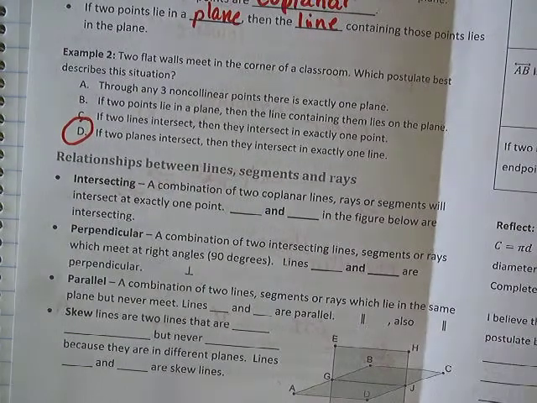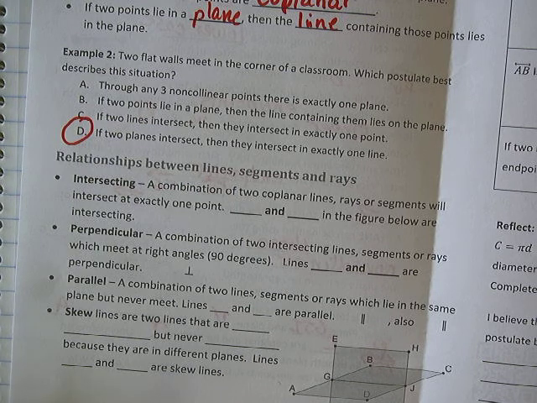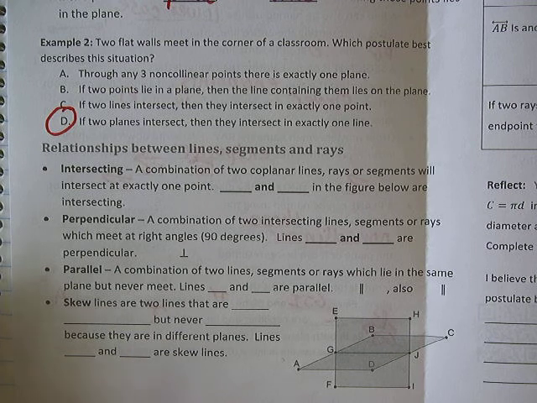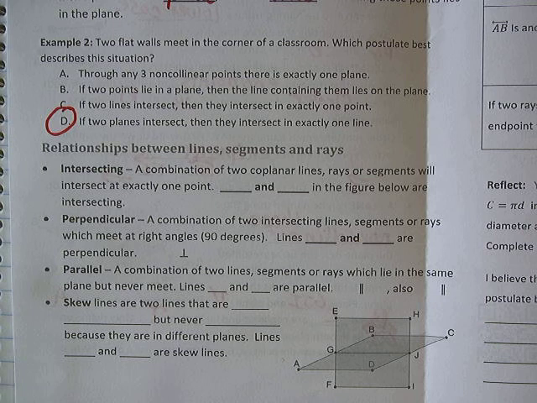Okay, to pretty much the last part of our notes, relationships between lines, segments, and rays. There are really four types of relationships for lines and segments and rays. Anything that can go on forever, or at least for a finite distance, and that looks like a line or a piece of a line. So intersecting means a combination of two lines, rays or segments, and they intersect at exactly one point.